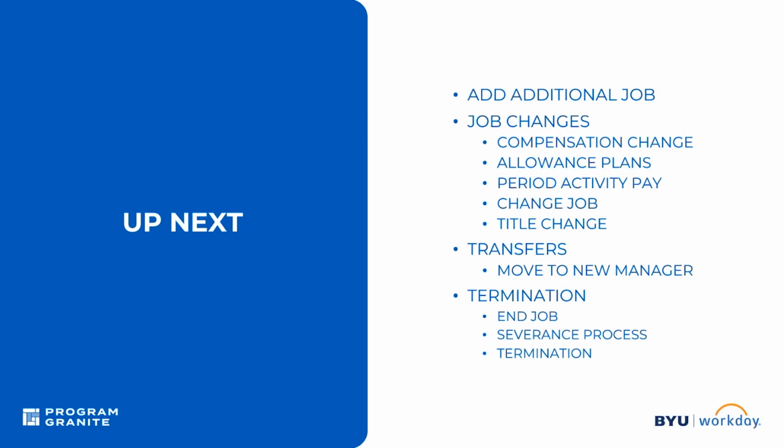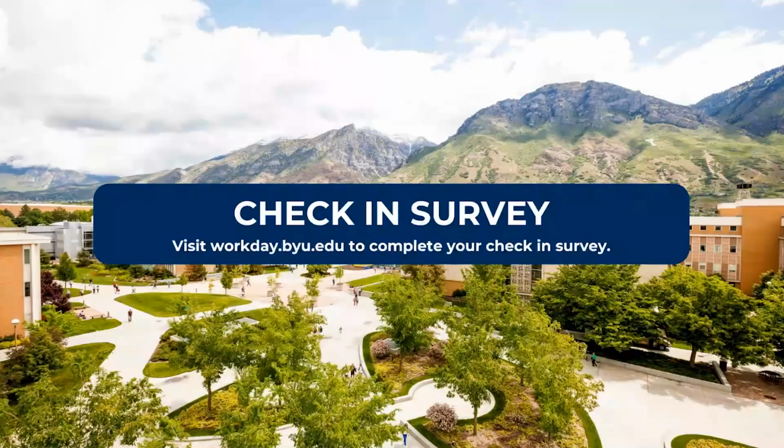All your questions, bring them all. Bree and Lori are here. Ask more than you want to, as many as you can come up with. Then job changes. We're going to review these types and ways that you can make a job change: comp, allowance plans, period activity, change job, title change, transfers, and termination. Before you leave, complete your check-in survey to get credit for being here.